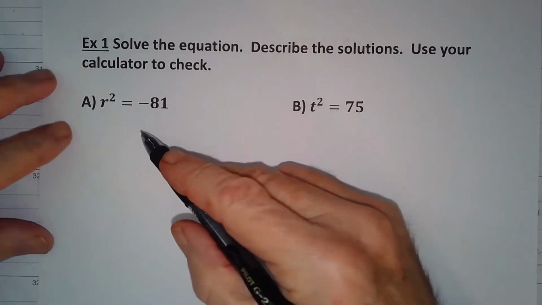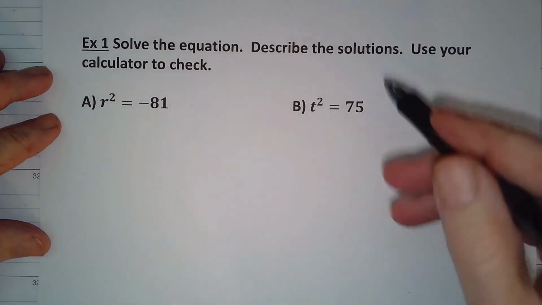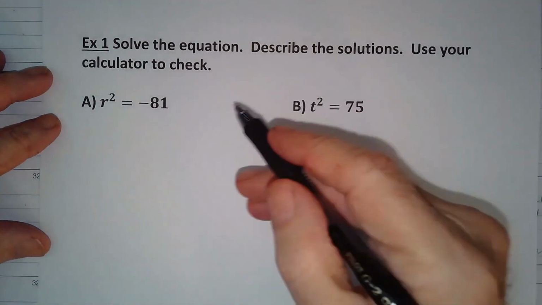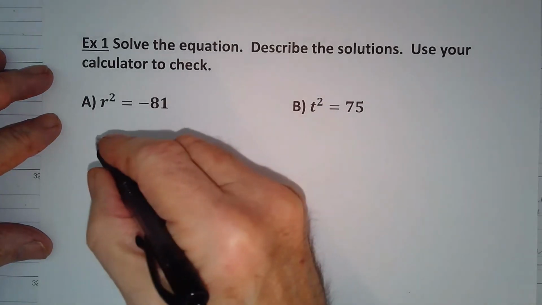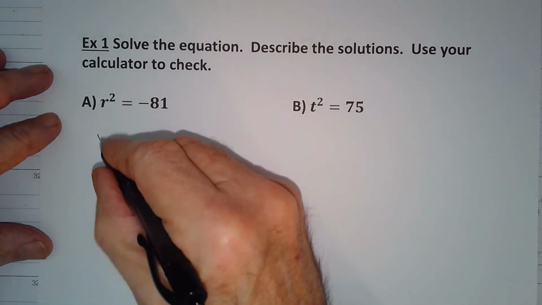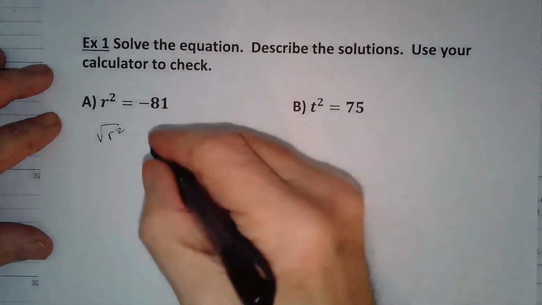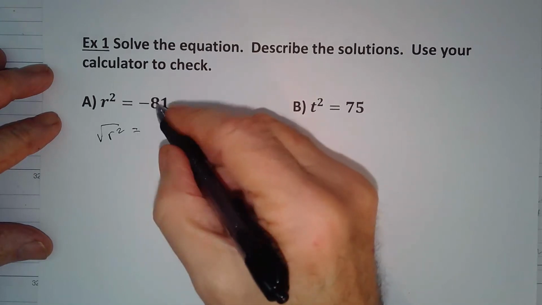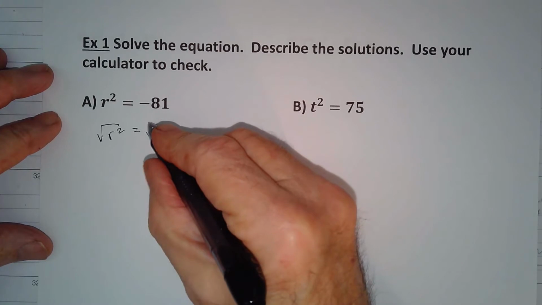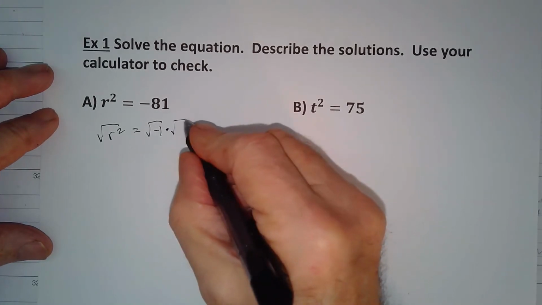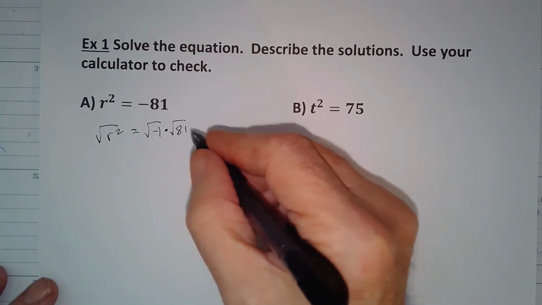So this one, A, we're going to solve the equation, describe the solutions, and use our calculator to check. Here r squared equals negative 81. We're going to do the same thing we did before. We're going to take the square root of both sides, because r squared is all by itself. It's isolated, that's what we want. And here we have the square root of negative 81. That's really the square root of negative 1 times the square root of 81.